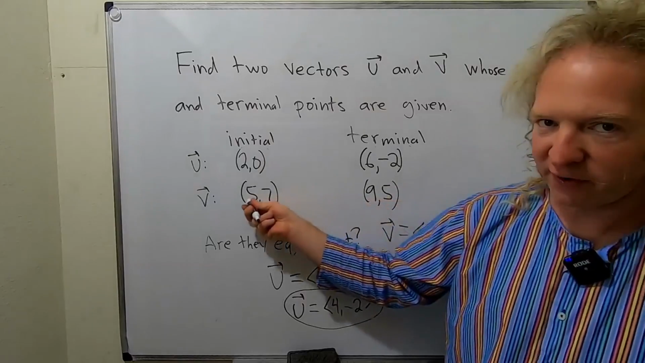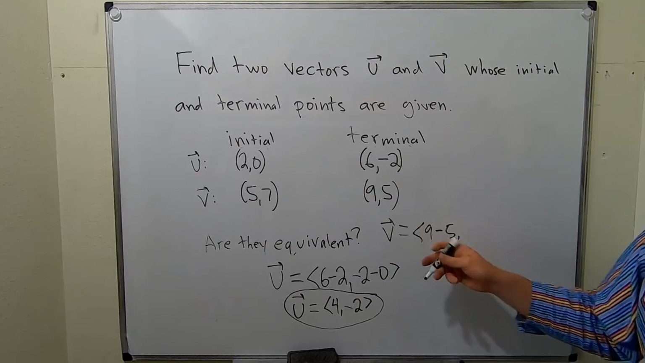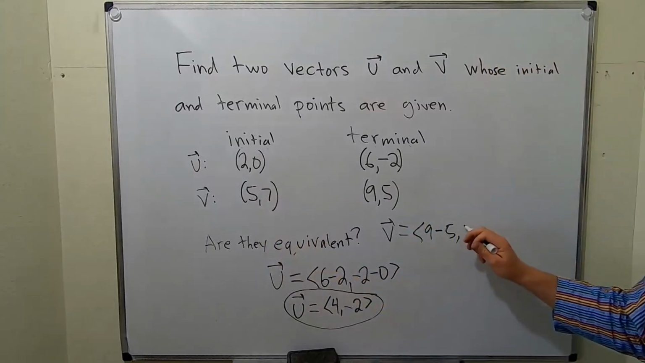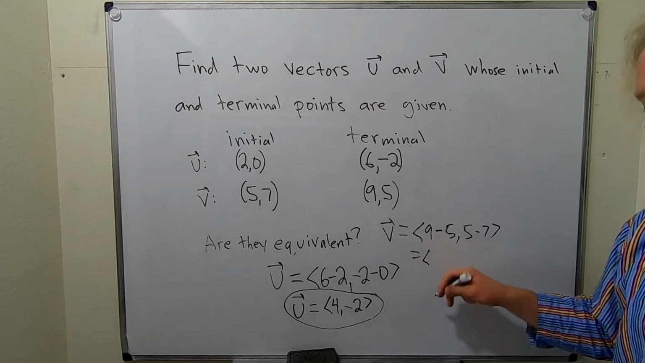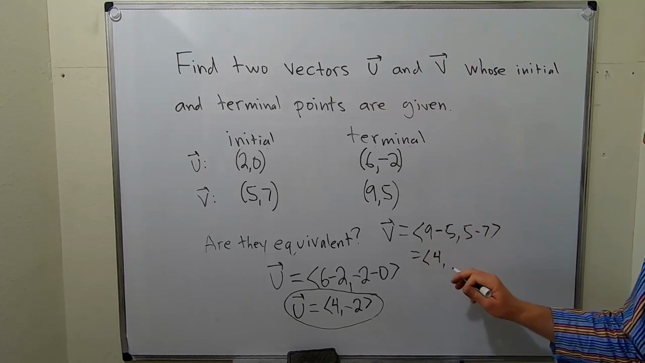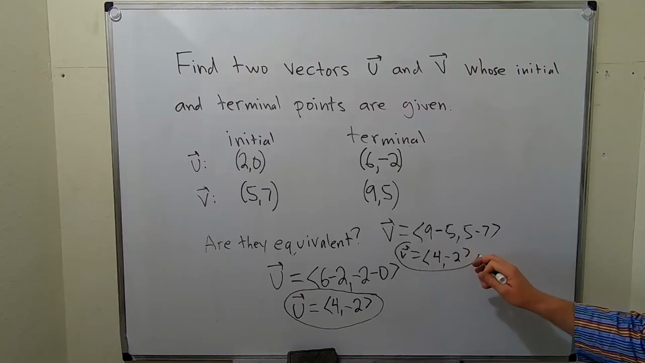Let's do v up here. So it'll be 9 minus 5, which is 4. I'll show the work: 9 minus 5, and then 5 minus 7. 9 minus 5 is 4, and 5 minus 7 is negative 2. So this is our vector v.